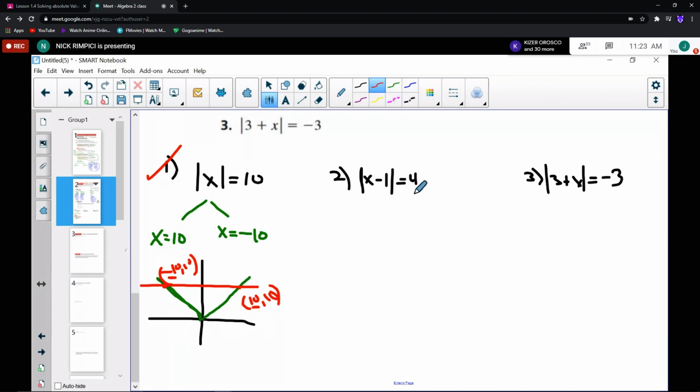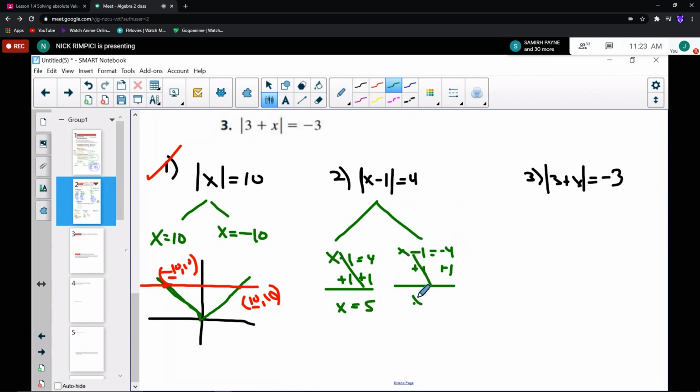Okay. Anybody want to give two a go? It was the one I had the most work in. I got 5 and negative 3. Okay. I agree with that. How'd you do that though? I did x minus 1 equals 4, and I did plus 1 to get rid of the negative 1 on both sides, and then I got x equals 5. And for the other one, I did x minus 1 equals negative 4. I did the plus 1 to get rid of the 1, and I got x is equal to negative 3. Nice. Okay. This is correct.